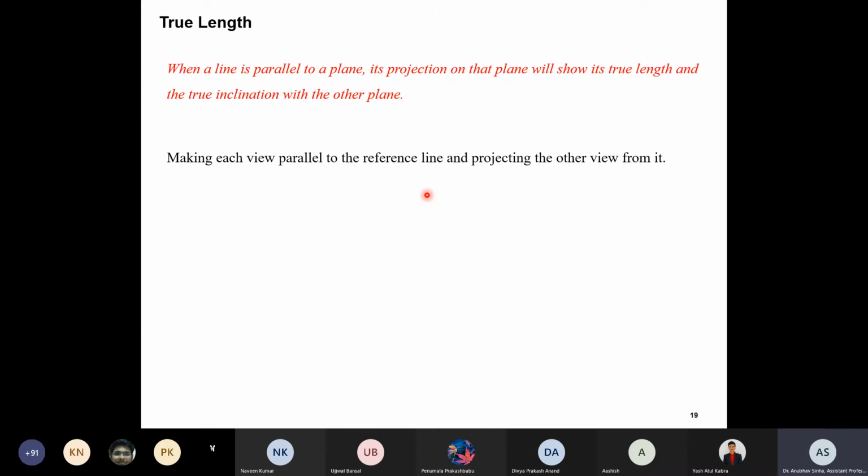Now let us talk about the true length. Because you are rotating a line in different views, the length is actually changing. So how do you find the actual length or true length of that line? So what you need to do is basically, if the line is parallel to a plane. Okay, let me go to.